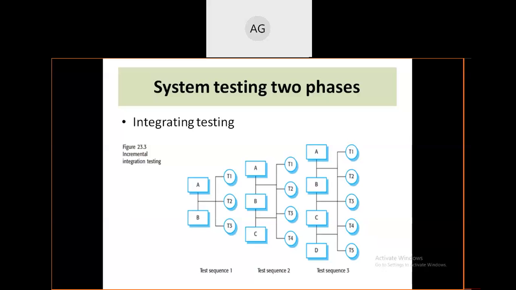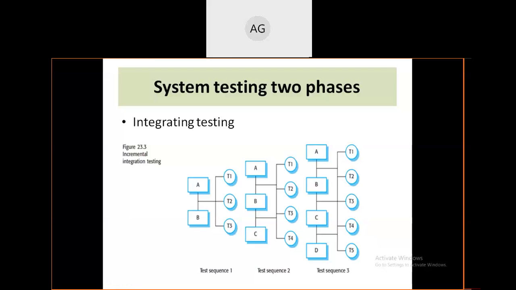And in this figure, this is nothing but incremental integration testing. There are three test sequences used in the ABCD example. A, B, C, D are the components here. T1 to T5 are the release test cases in that system. Just look at the first diagram. Here we are using T1, T2, and T3. T1, T2, T3 are the test sets.